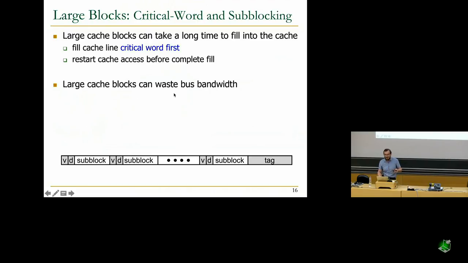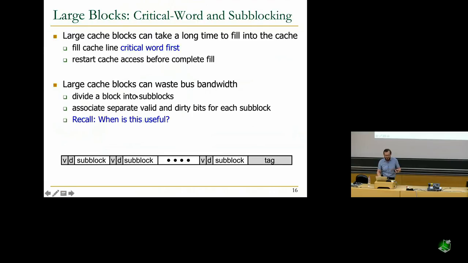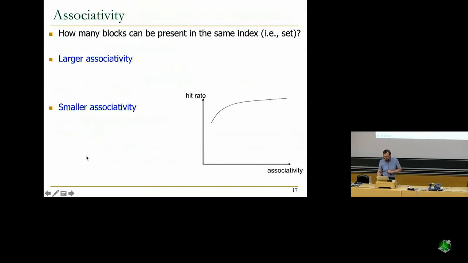Large cache blocks can also waste bus bandwidth. If you're, for example, touching only 4 bytes, if you need only 4 bytes, but you actually bring 64 bytes, clearly you're wasting a lot of bandwidth. And actually, sub-blocking can help. We've already discussed this, right? And we discussed it in the example of a write case. You don't waste bandwidth. You just bring the sub-blocks that you need.